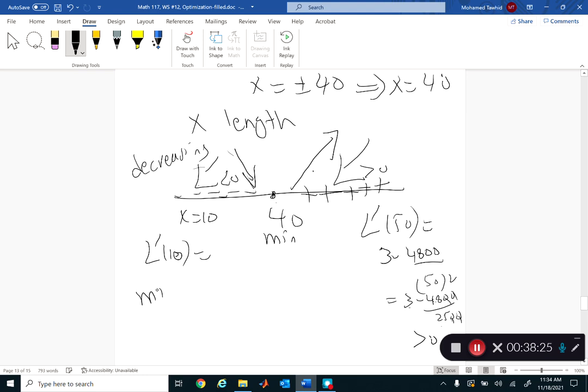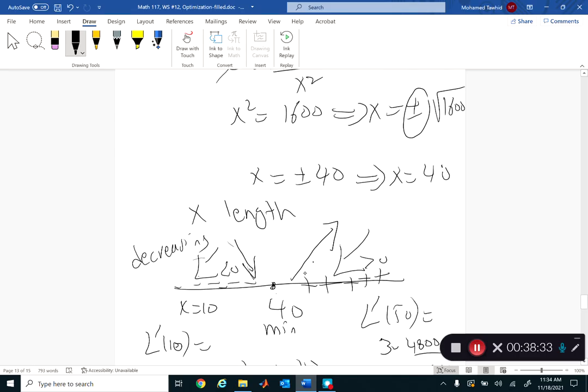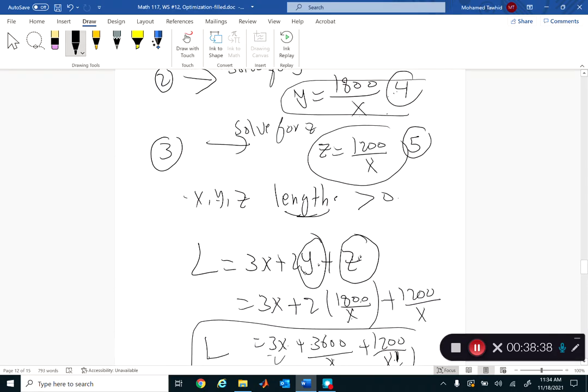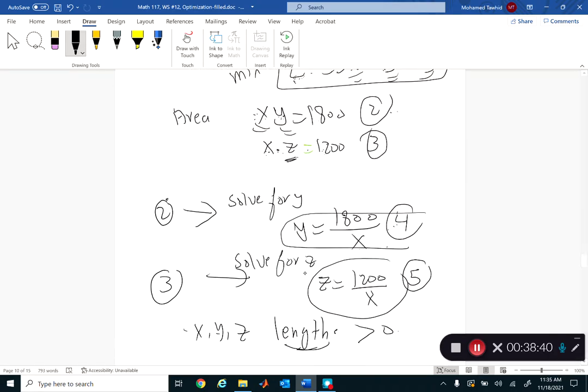So that is the minimum length, right? Your L is minimum at x equal 40. But they ask you for the dimensions. What is x? What is y? What is z? How to get x? Here x is 40. How to get y? It's very easy. You go to equation number 4. That is a relation.